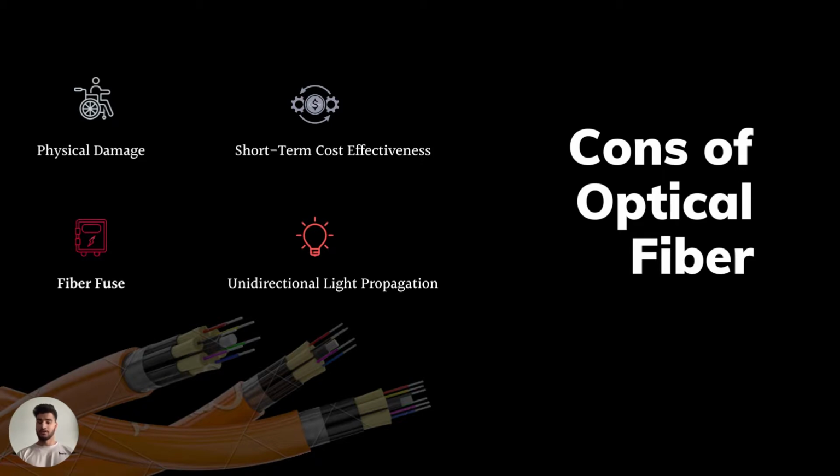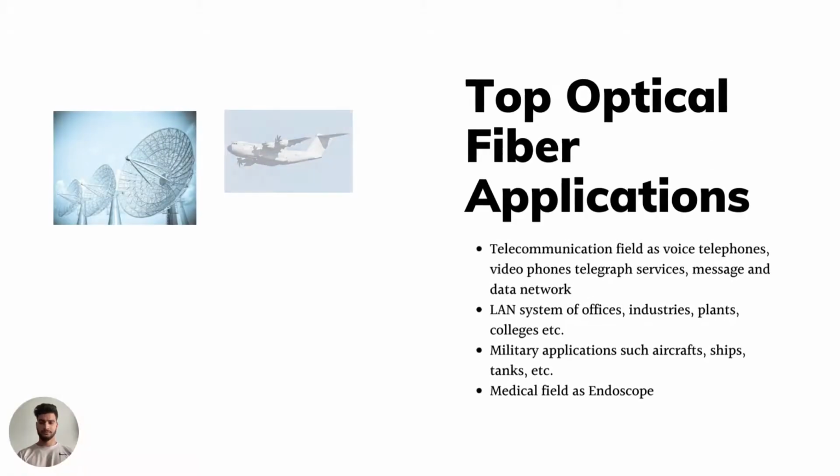Unidirectional light propagation. Fiber cables are also limited in the sense that they can only propagate light in one direction. If bidirectional communication is a necessary part of information transmission within a network, two concurrent cables must be laid in order to achieve bidirectional propagation of information.